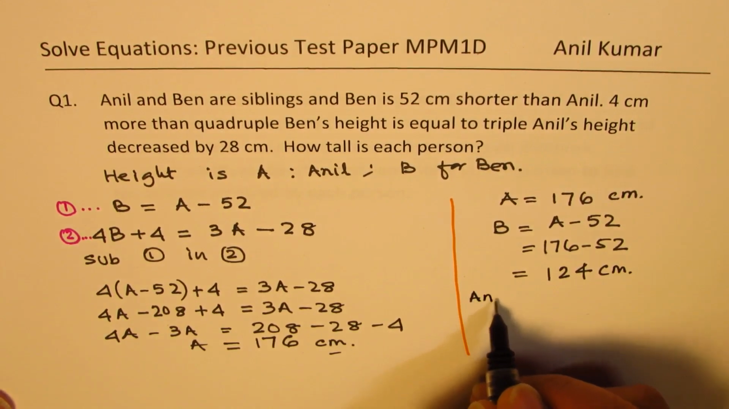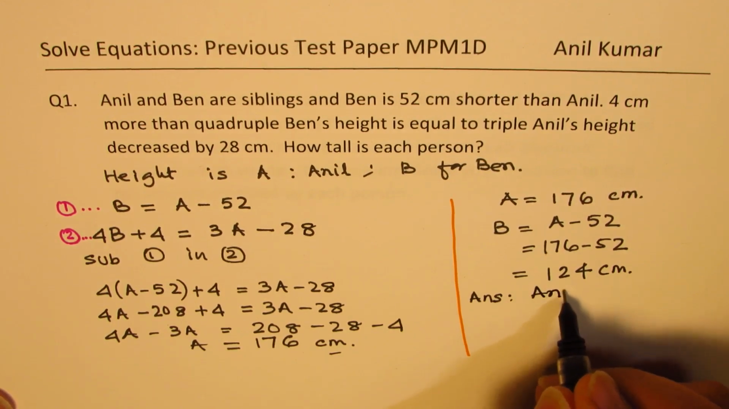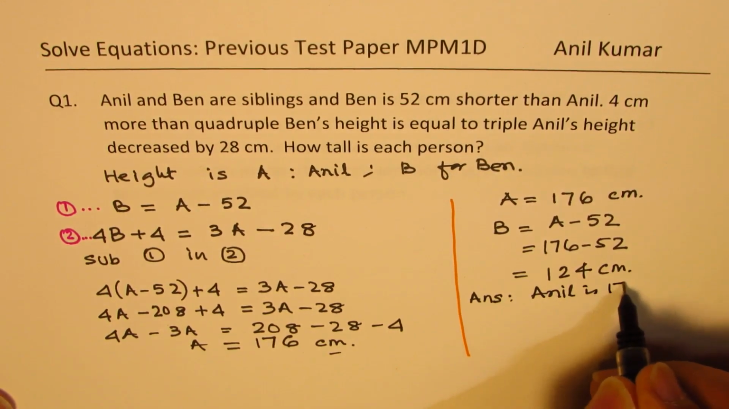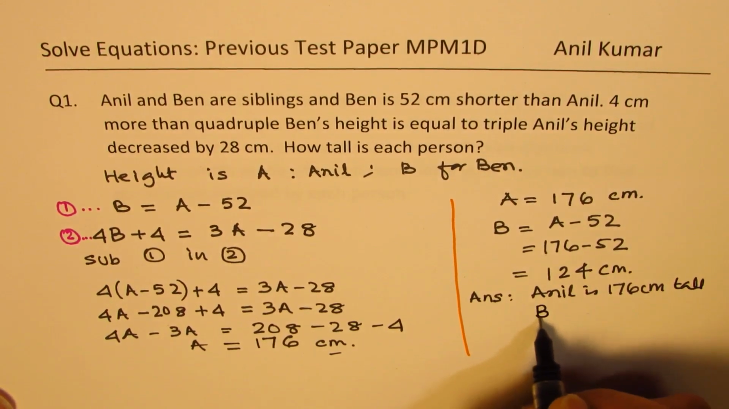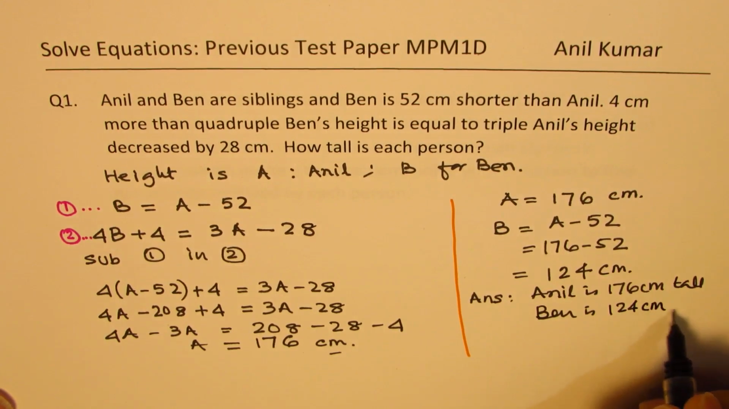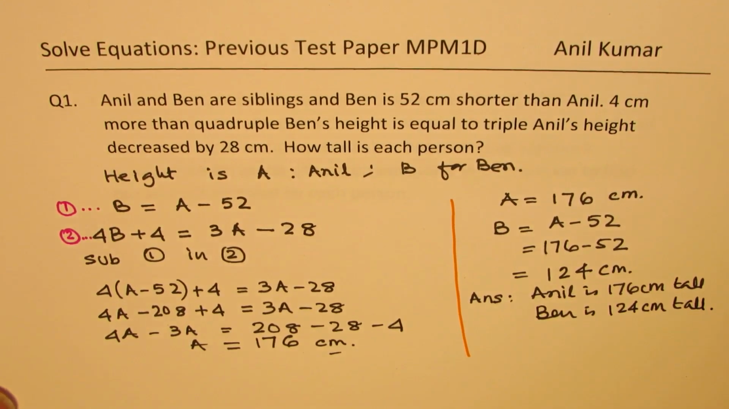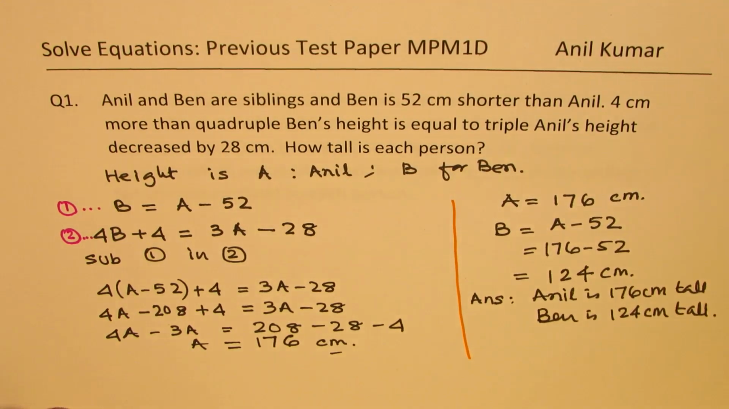So our answer here to how tall is each person is: Anil is 176 centimeters tall and Ben is 124 centimeters tall. Is that clear? So that is how we are going to answer the very first question. Let's move on and take the next question.